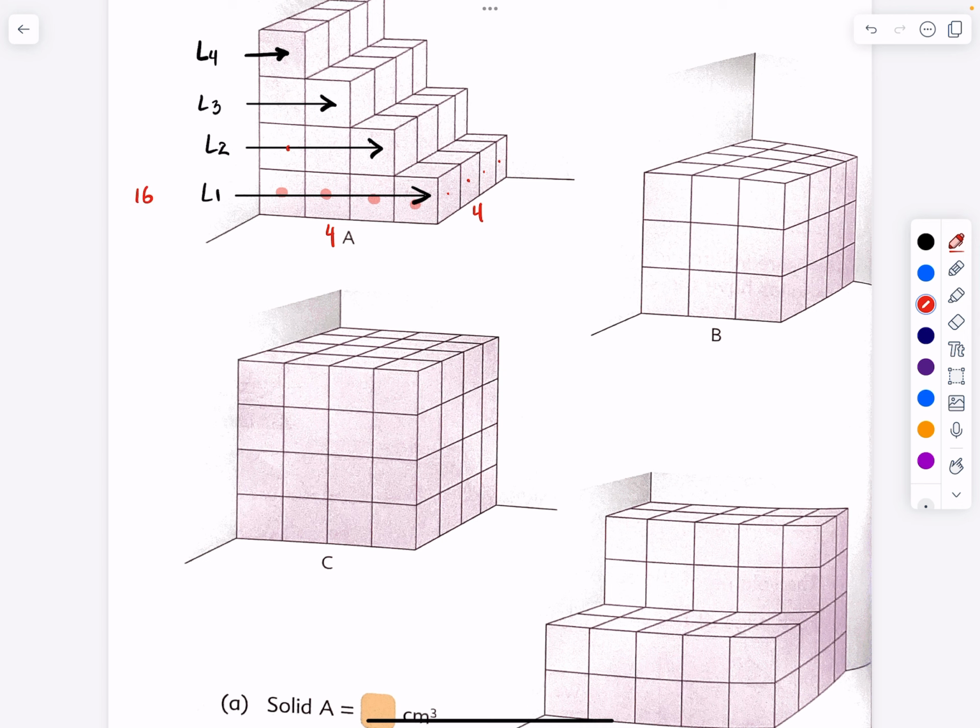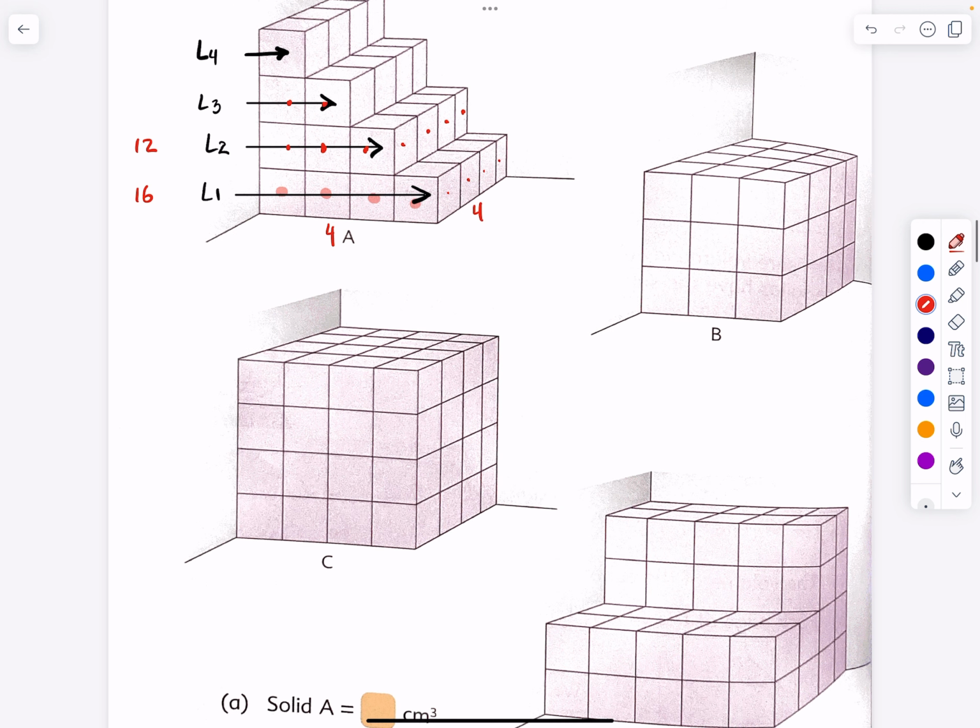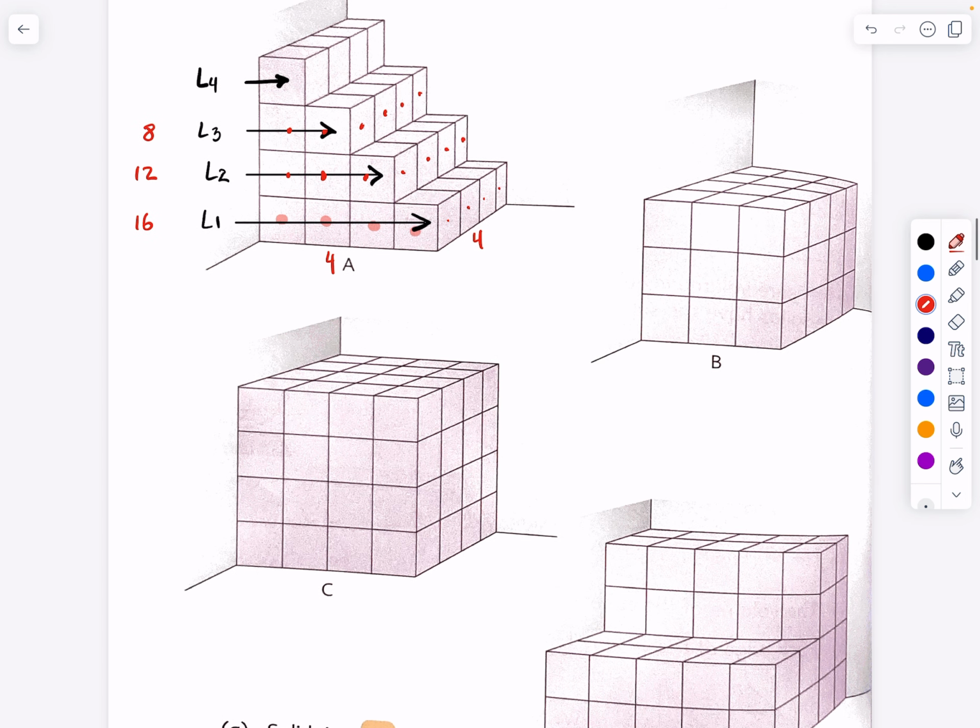Now, next layer. 1, 2, 3. That's 3, and 4 the other way. 3 by 4 is 12. Next layer: 1, 2. And how many rows do we have? 1, 2, 3, 4. So that's 2 by 4, which is 8. And finally, at the very top, we have 4. So let's add up all these layers. We have 20 and another 20, so that is 40 cubic units. 16 plus 12 plus 8 plus 4.